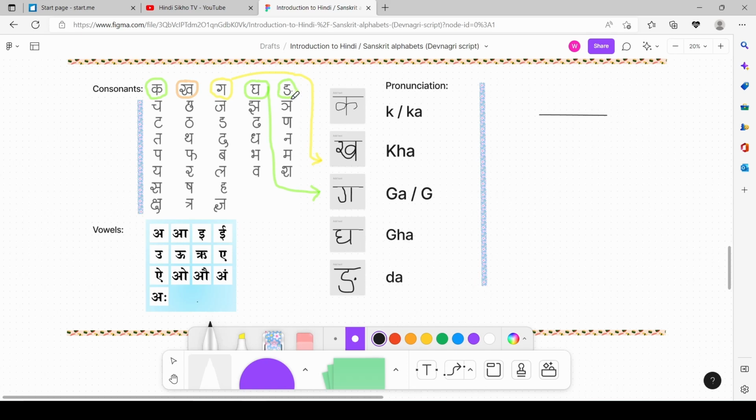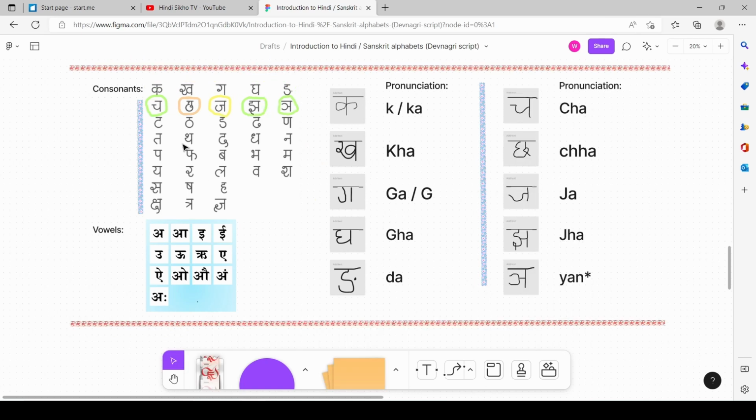Next is R. Pronounced as R. Now let's check out the next ones. This one is pronounced as Cha. Next is Cha. Pronounced as Cha.